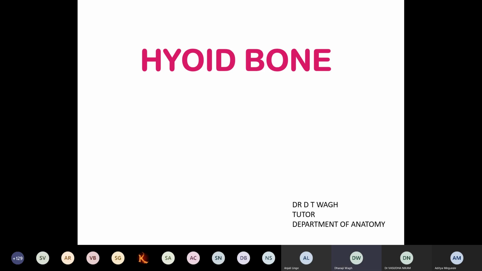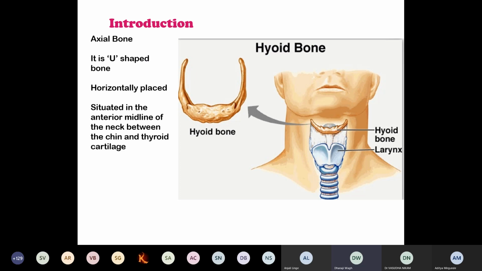Hyoid bone. Today's demo. See, there is an introductory part regarding this hyoid bone. It is a U-shaped or horseshoe-shaped bone. It is present in the axial skeleton in front of the neck region. It is situated in the midline anteriorly in the neck between the chin and the thyroid cartilage.